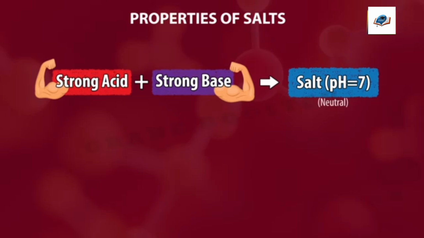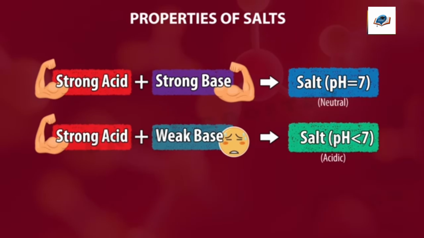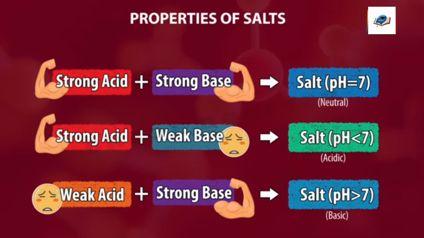Salts of strong acid and strong base are neutral with pH value of 7. Salts of strong acid and weak base are acidic with pH value less than 7. Salts of strong base and weak acid are basic in nature with pH value more than 7.